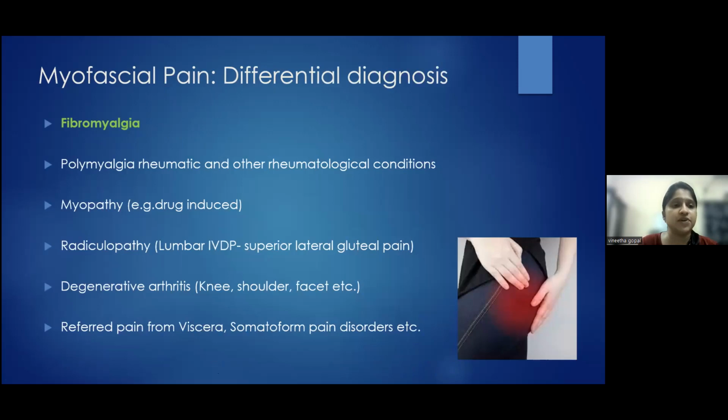Now, what are the differential diagnoses? The commonest differential diagnosis is fibromyalgia. Sometimes the patient will have myofascial pain in 2-3 muscles, so whether it is fibromyalgia or myofascial pain, after the session on fibromyalgia we will come to know how to differentiate between these two. Then there are several rheumatological conditions like polymyalgia rheumatica. In polymyalgia rheumatica there will not be joint pain; the pain will be proximal, hip and shoulder, so you'll think it is myofascial pain. Then various myopathies, radiculopathy, degenerative arthritis with referred pain, referred pain from viscera, and somatoform pain disorders, all of which we can confuse with myofascial pain.